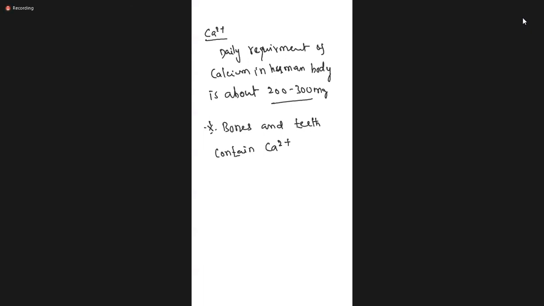Bones are made up of Ca2 plus and teeth are also made up of Ca2 plus. Ca3(PO4)2 taken twice, this is called apatite. Animal teeth contain fluoroapatite. Please note this point. This is most important.